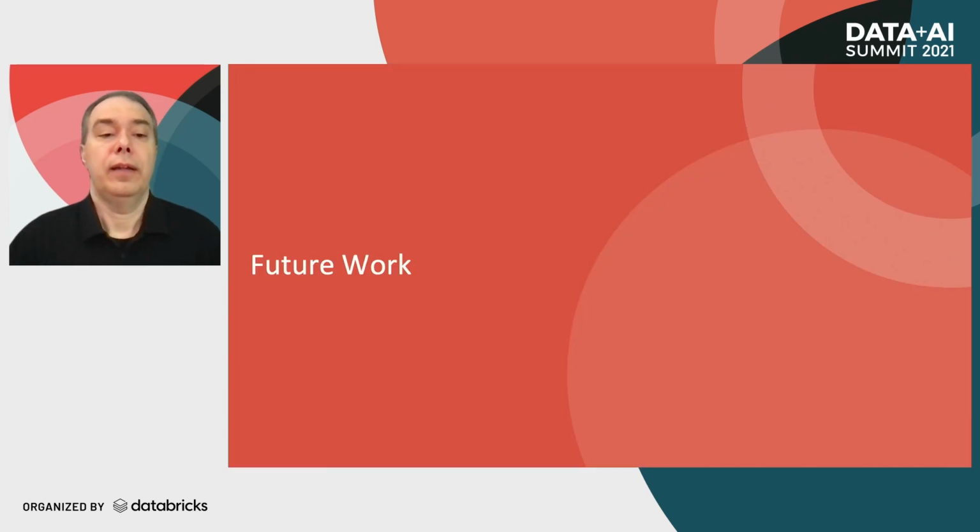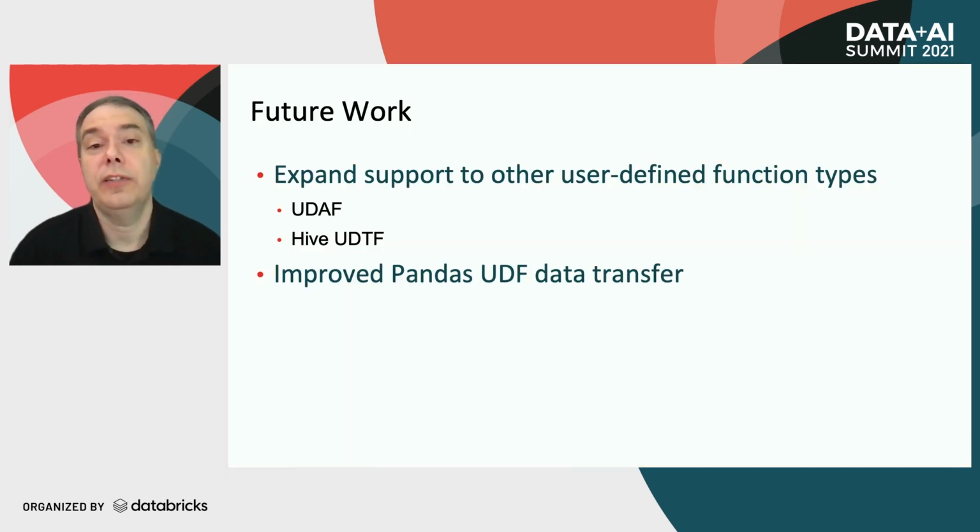Okay, now that we've seen some solutions, what are some future work that we're looking at in this area? Obviously, one of the things we'd like to do is expand this to other types of user-defined functions, such as aggregation functions, UDAFs, and also Hive's table functions, UDTFs. Another thing that we're working on is improving the UDF data transfer for Pandas UDFs. And what do I mean by that?